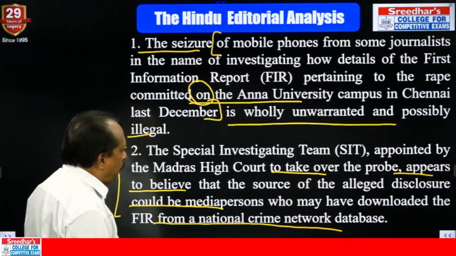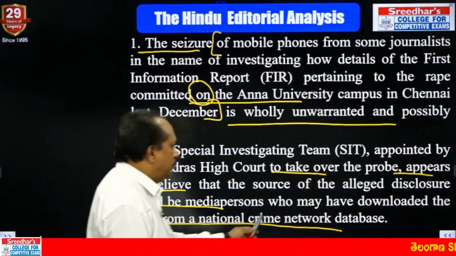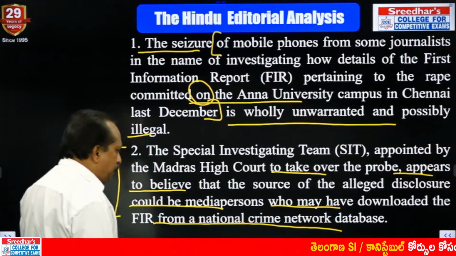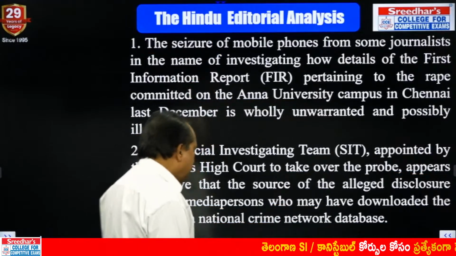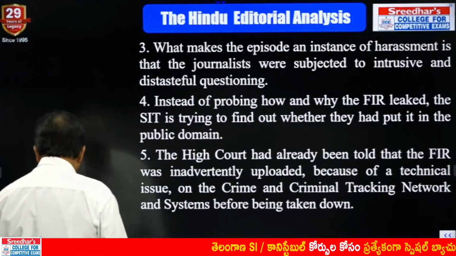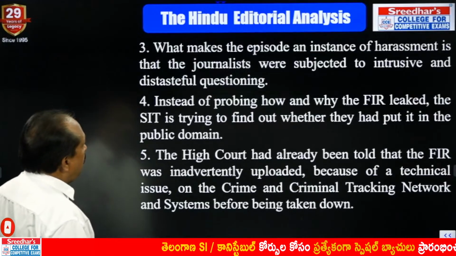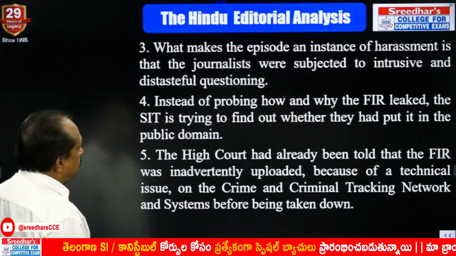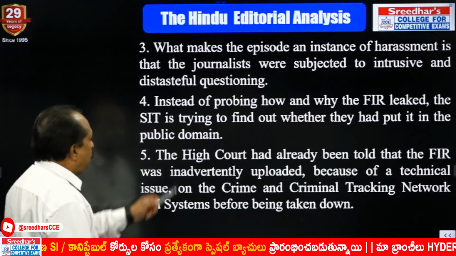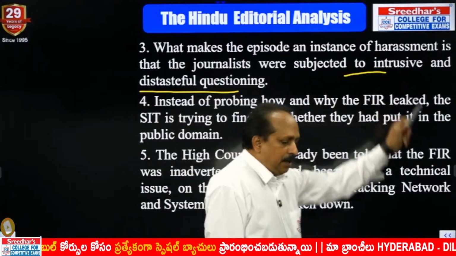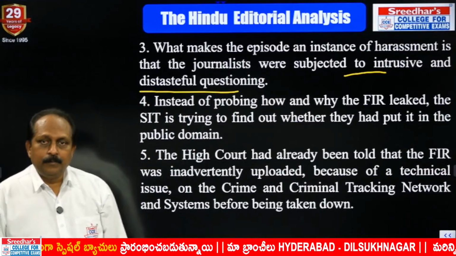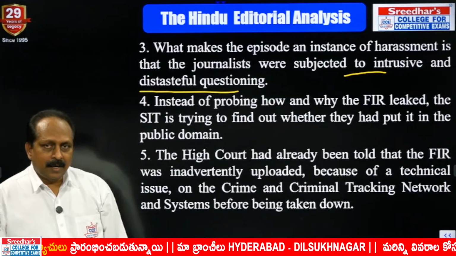It could be media persons who may have downloaded, chances more, may have downloaded the FIR from a national crime network database. That is a presumption. What makes the episode an instance of harassment is that the journalists were subjected to intrusive and distasteful questioning. Fine, they presumed, they arrested, they seized the mobiles of the journalists. To that extent, it's okay.